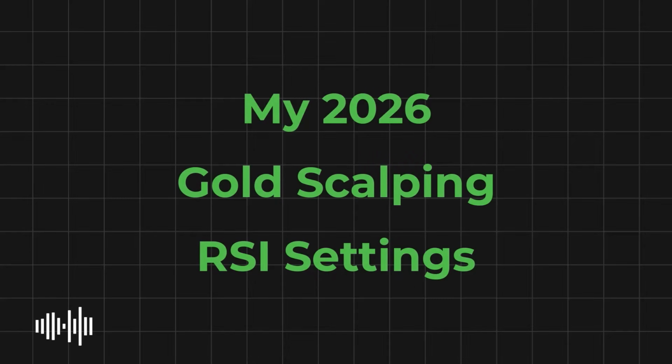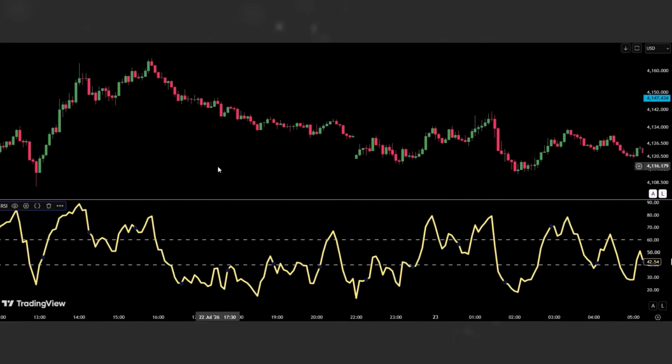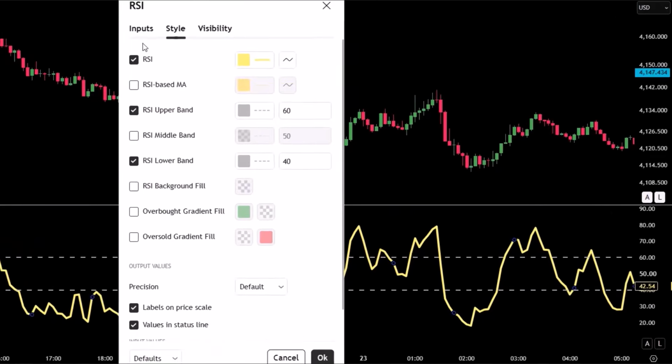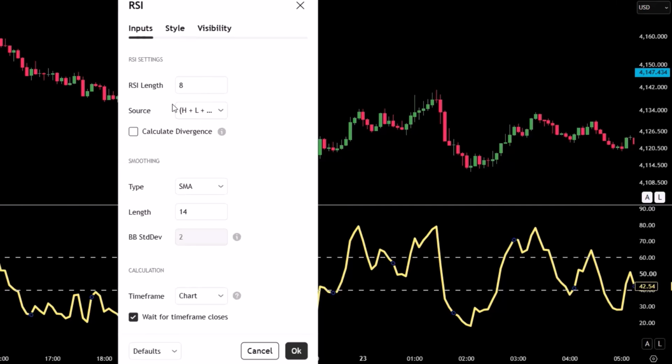My 2026 gold scalping RSI settings. Now let's move to the most important part of the strategy, the RSI settings. Open your chart and add the RSI, then open the indicator settings. The default RSI period on most platforms is 14. While RSI 14 works well for many trading styles, gold scalping requires faster feedback because XAUUSD can make strong moves within a few minutes. For this setup, I use an RSI period of 8.